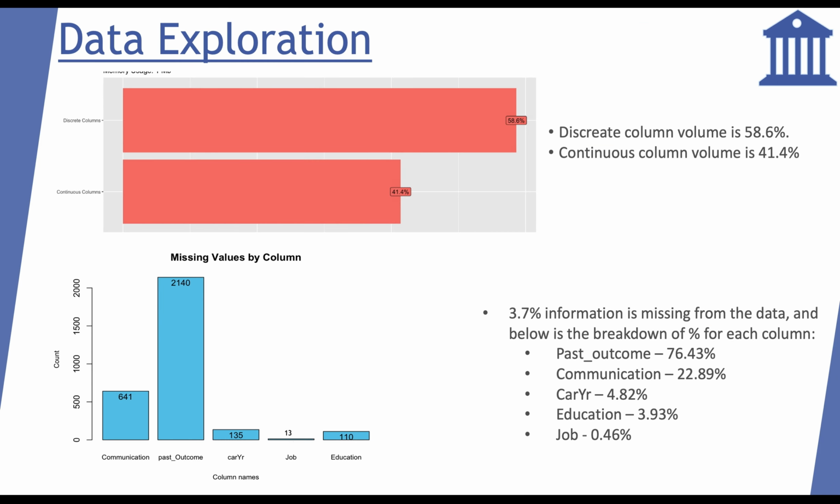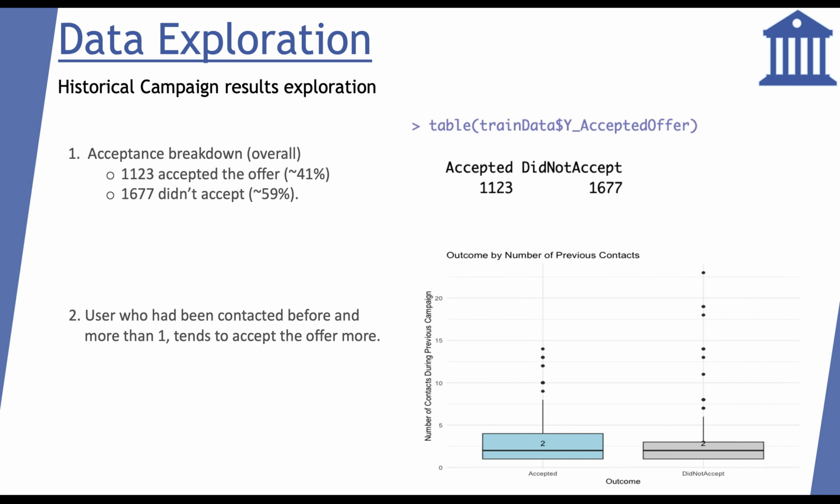In the data exploration exercise, we found that 58% of our data has discrete columns and 41% has continuous columns. From the whole data set, about 3.7% of the information was missing. If we break down this information for each column, 76% of the past outcome column has null records. For the communication column, we have about 23% null records, and car, year, education and jobs have less than 5% null records.